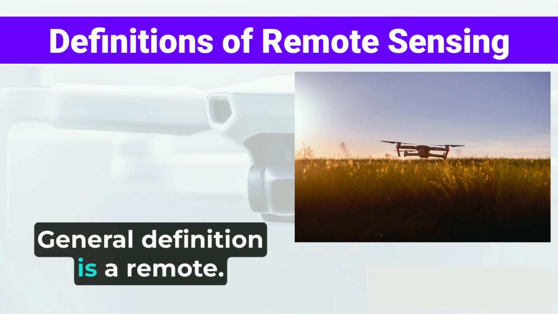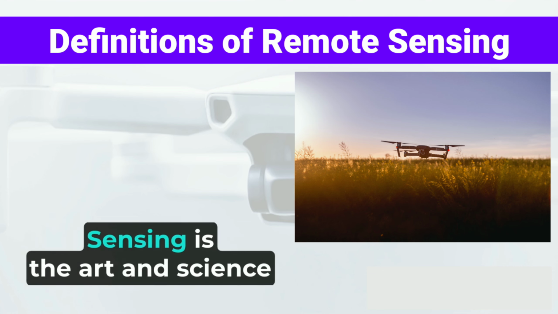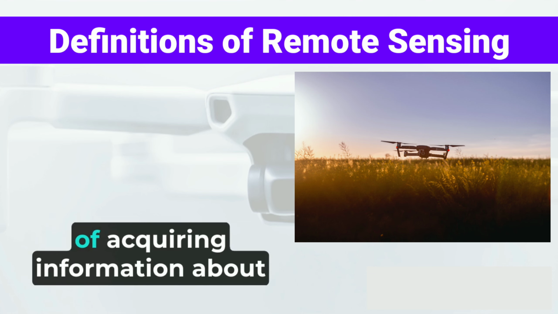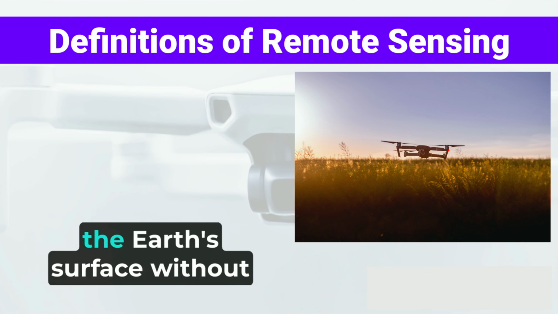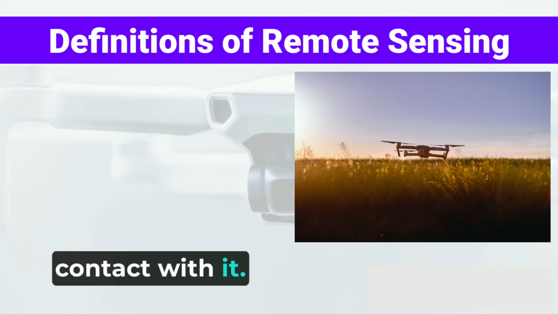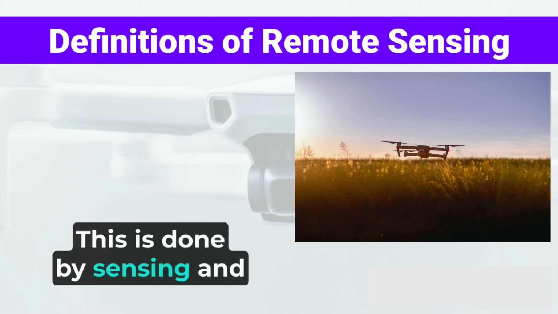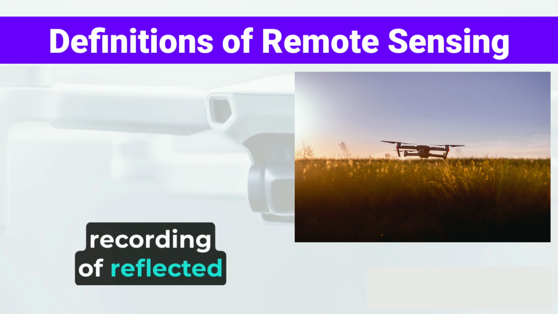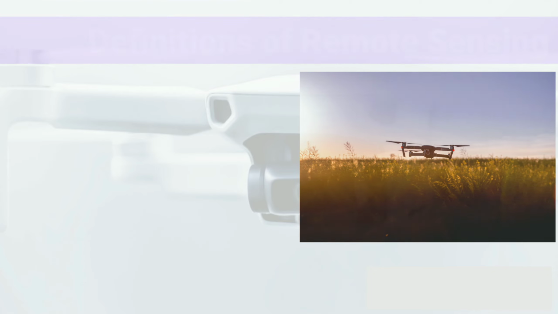The general definition is: Remote sensing is the art and science of acquiring information about the Earth's surface without having any physical contact with it. This is done by sensing and recording of reflected and emitted energy.